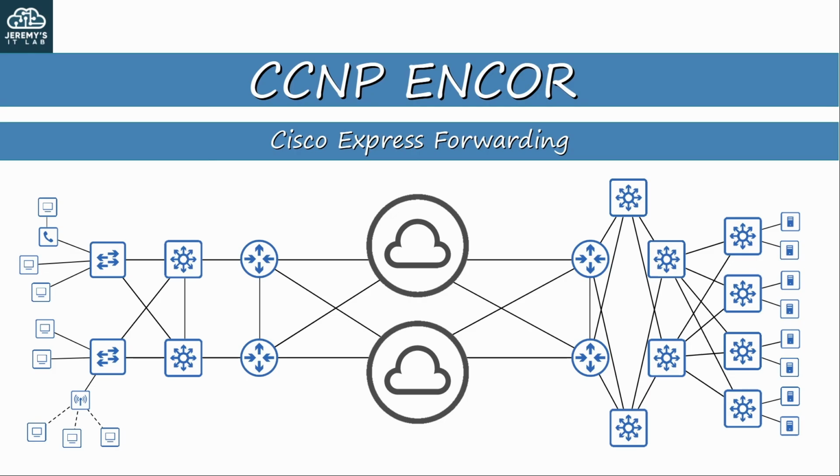In this video, we will look at CEF, Cisco Express Forwarding. Historically, Layer 2 forwarding has been much faster than Layer 3, because Layer 2 forwarding is a much simpler process than Layer 3 forwarding. CEF is a method of forwarding packets used by Cisco routers that attempts to bring Layer 3 forwarding speeds up to the level of Layer 2 forwarding speeds.